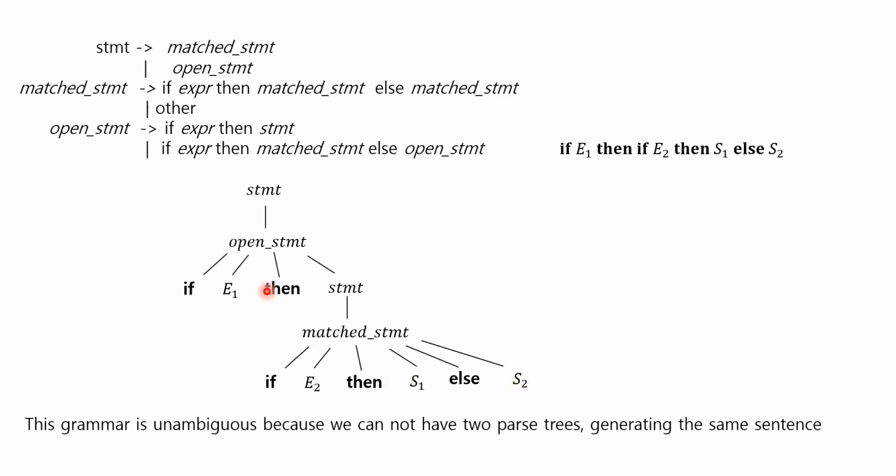So this parse tree generates the sentence if E1, then if E2, then S1, else S2. So this grammar is unambiguous because we cannot have two parse trees generating the same sentence.